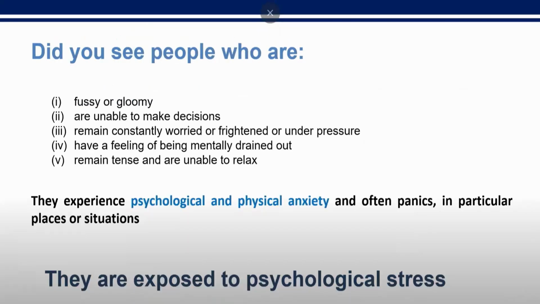So, did you see people who are fuzzy or gloomy or unable to make decisions, remain constantly worried or frightened or under pressure, have a feeling of being mentally drained or remain tense and are unable to relax? So they can experience psychological and physical anxiety. This can be the disability, and they often panic in particular places or situations. So they are exposed to psychological stress.